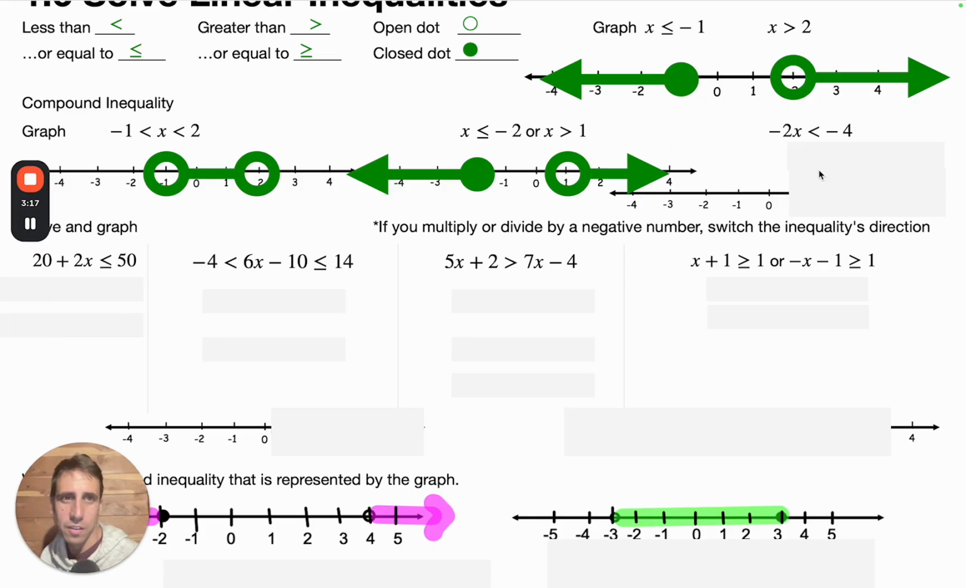All right, let's take a look at this other one. One more thing we have to know is that anytime you multiply or divide by a negative number, you have to switch the inequality's direction. So if you have -2x is less than -4, and you want to divide both sides by -2, then all of a sudden it looks like this. -4 divided by -2 is +2, and the symbol gets flipped. So you can see, put an open dot on the 2 and shade it in this direction.